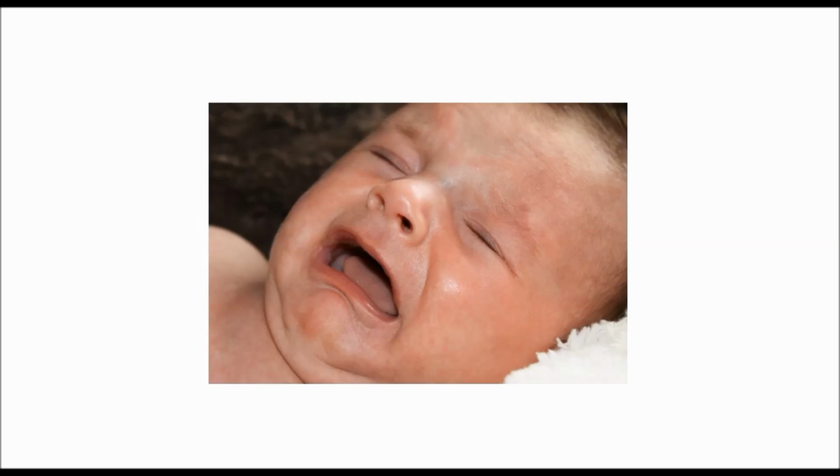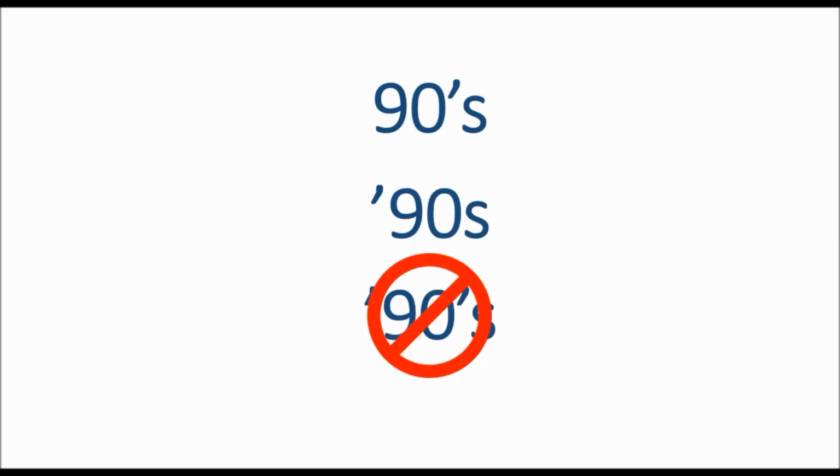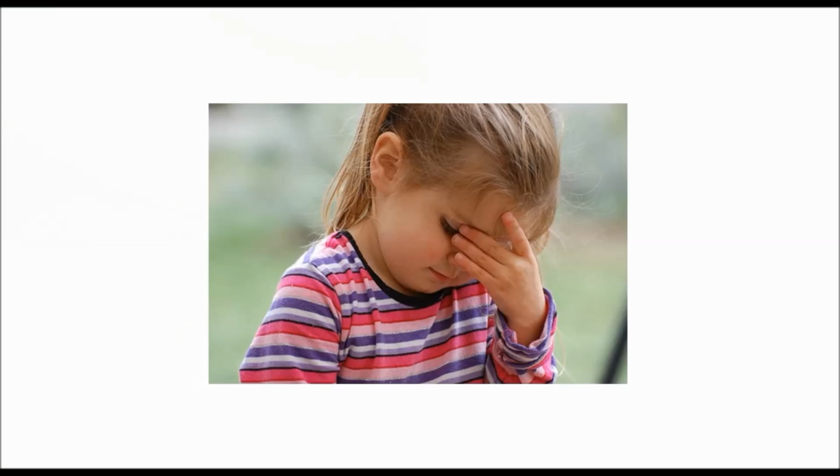Maybe all these exceptions are enough to make you cry. Well, what about numbers? There's exceptions there too. Like if you wanted to talk about the twos, you could say the 2s or the 2's. Both with and without the apostrophe are fine and acceptable. And the 1990s and the 1990's, with or without an apostrophe, is acceptable here as well. And you can also say the 90s or the '90s, although you can't really say the '90's with two apostrophes. That's a lot of exceptions.